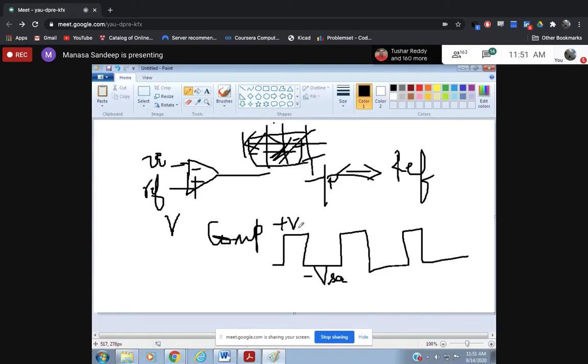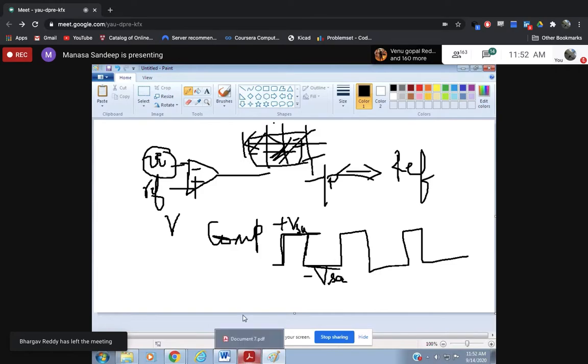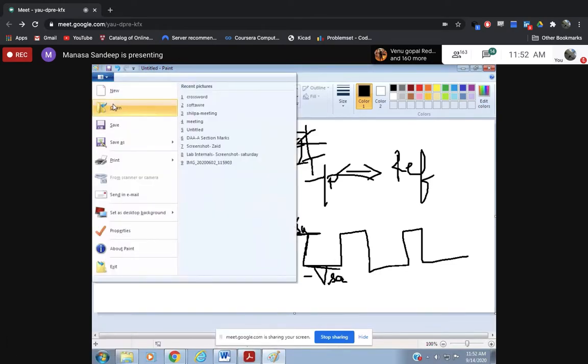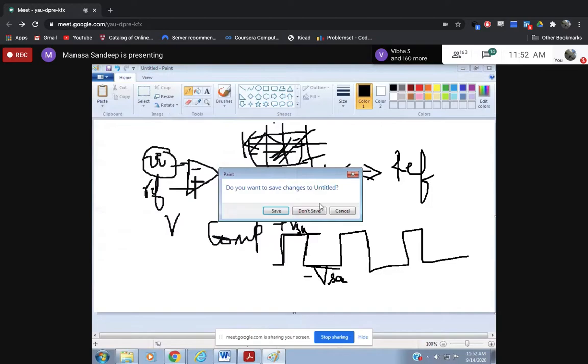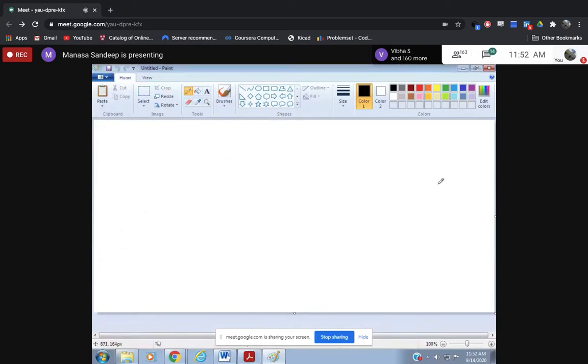Okay, you may design it so that if my input is greater than the reference voltage, the output will be plus V saturation. Okay, so that is one design. If my input is greater than the reference voltage, I can also design the output to be at negative V saturation, and vice versa. It's something like this. So what you need to understand from this is that you have to understand the remaining concepts too.